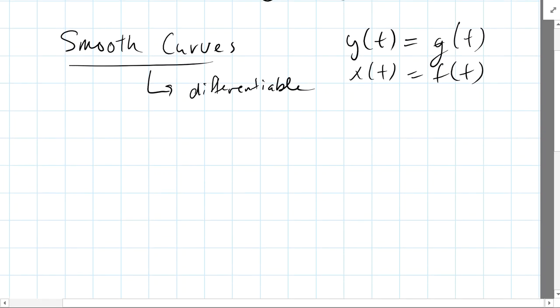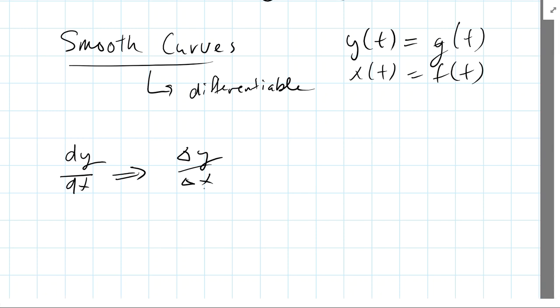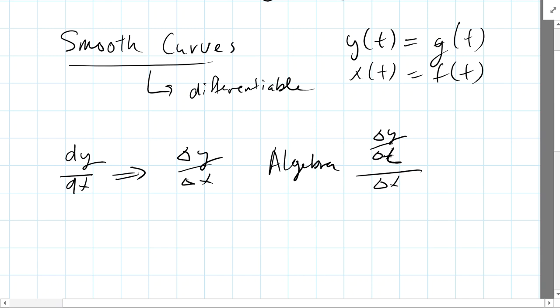Now, if it's differentiable, does that mean all the derivative things you can do to these? Yeah, and that is kind of the whole point. We have to get back to a concept. Remember that dy dx, where did it come from? It came from a change in y over a change in x, right? So if they're both changing with time, just in terms of algebra, if we have delta y changing with time over delta x changing with time, can we simplify that to delta y over delta x?